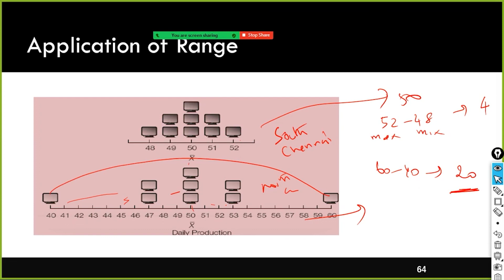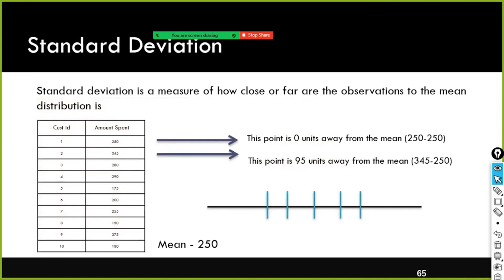Next, we will take a look at another measure of spread called standard deviation. It is already 1:30, so we will wrap up here. We will continue next week. Probably from next week onwards, we will increase the timing by 1.5 hours.